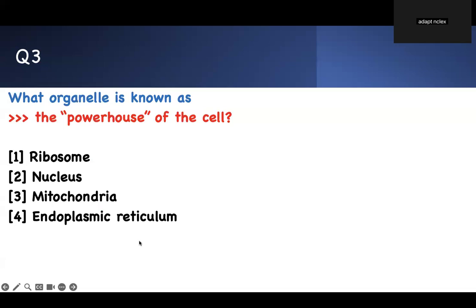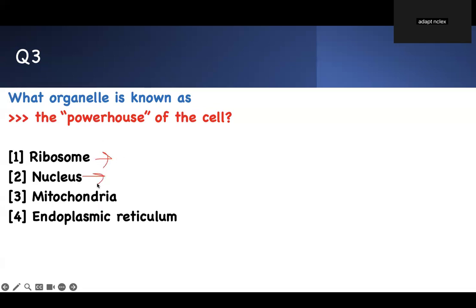Next question: the powerhouse of the cell. These are buzzwords you associate with something. That is the way to study the keys in the TEAS anatomy and physiology. You hear the buzzword, you look for one word. Powerhouse of the cell, what organelle is known as that? That means it produces energy. Ribosome makes protein.